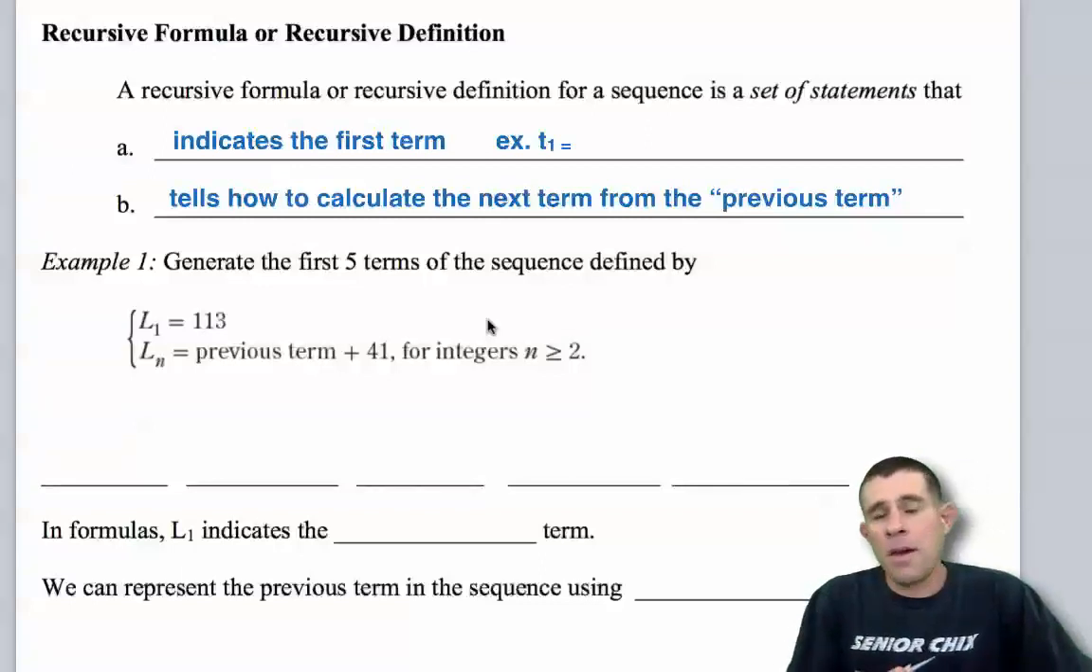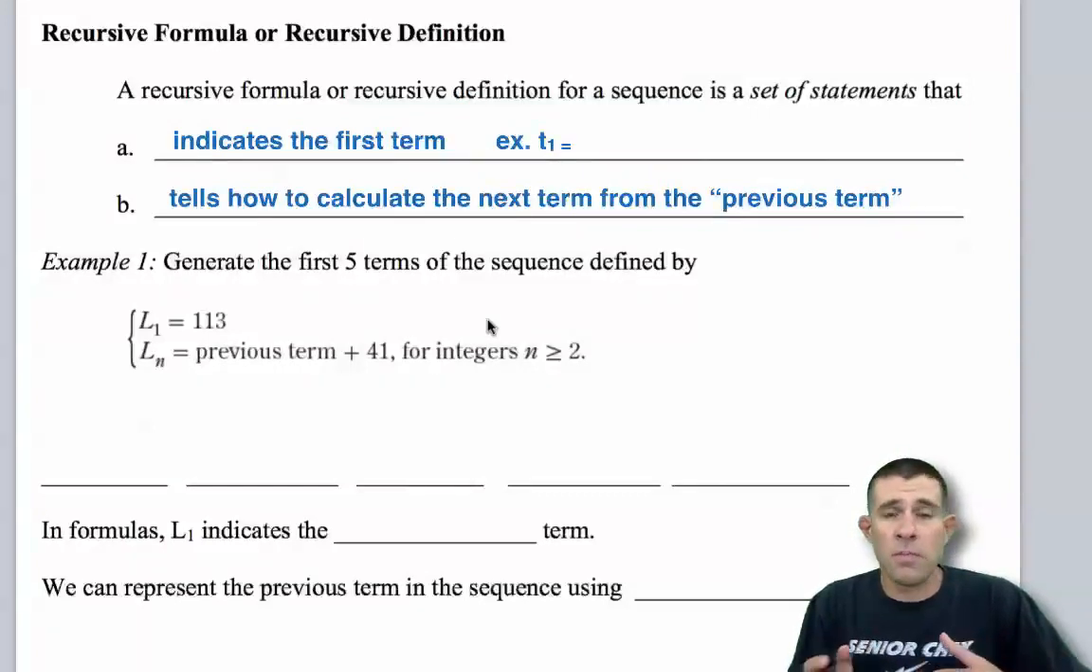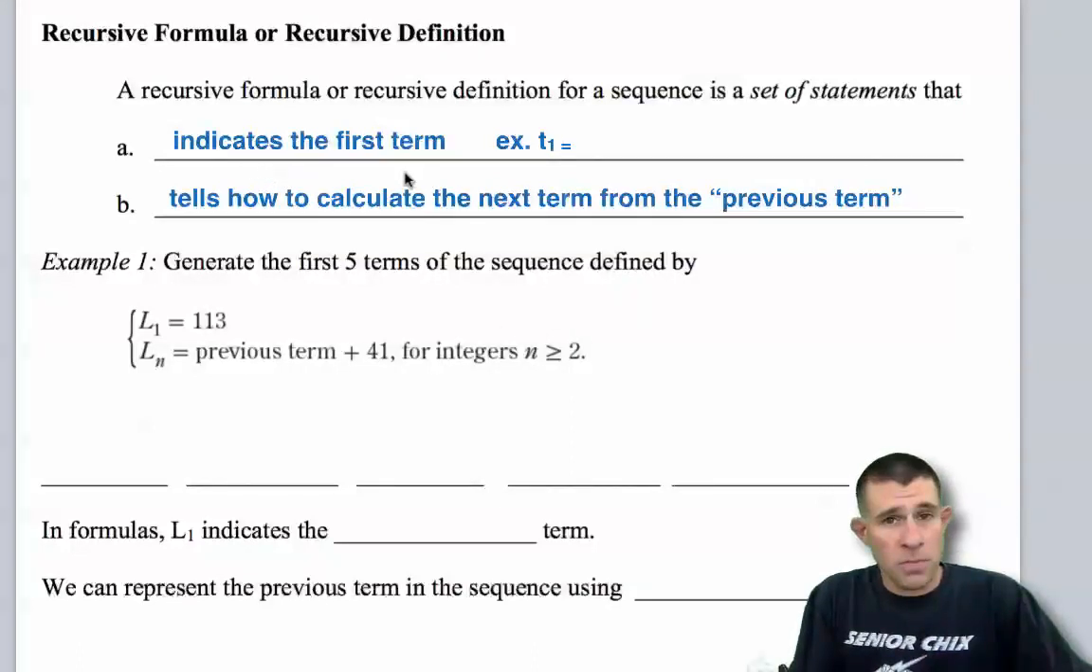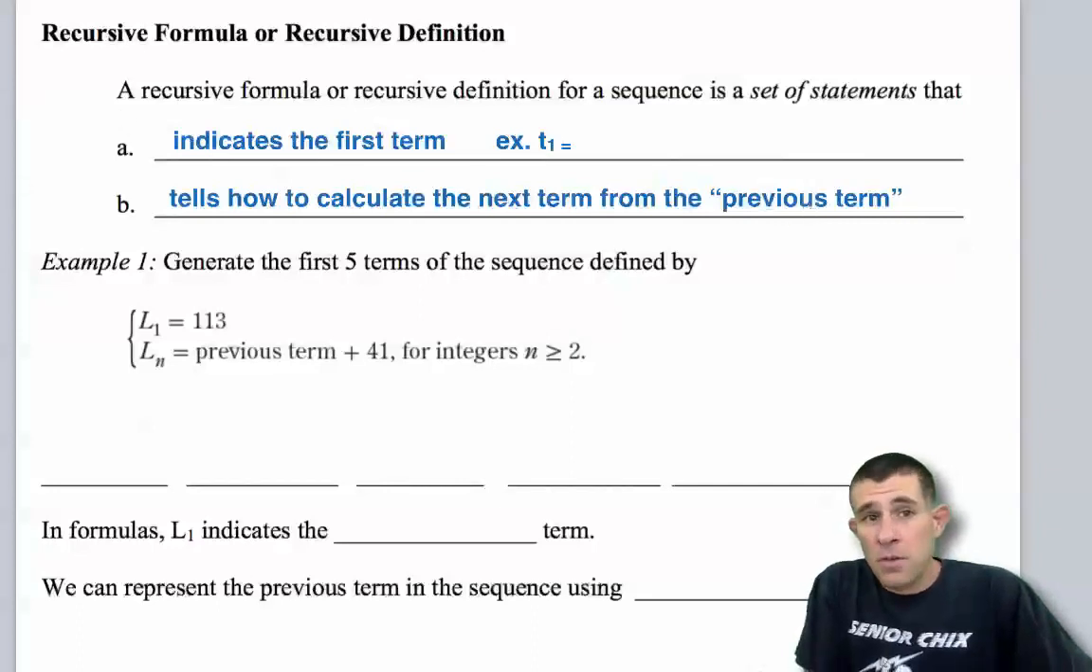Hey guys, today we're talking about recursive formulas or recursive definitions for sequences. Now, a recursive formula is simply a set of statements that tells you how to calculate the terms of a sequence. Within that set of statements, you are always going to be given the first term or the first couple terms, and you're going to be told how to calculate the next term of the sequence from the previous terms. Let's take a look at a few examples, and I think it will become really clear to you.